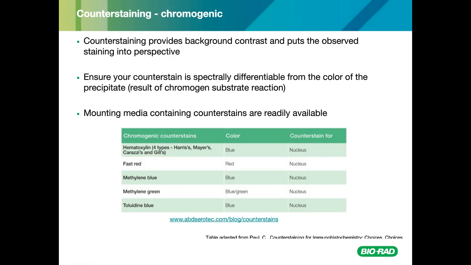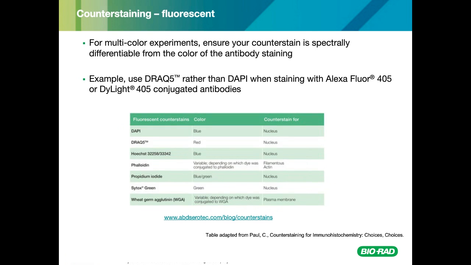How do I select a fluorescent counterstain? As discussed for chromogenic counterstains, ensure that the counterstain you select is spectrally differentiable from the color of the antibody staining. For example, use the red-emitting DRAQ5 rather than the blue DAPI when using antibodies conjugated to blue-emitting fluorophores such as Alexa 405 or DyLight 405. For more information about the most common fluorescent counterstains, please go to abdserotech.com/blog/counterstains.